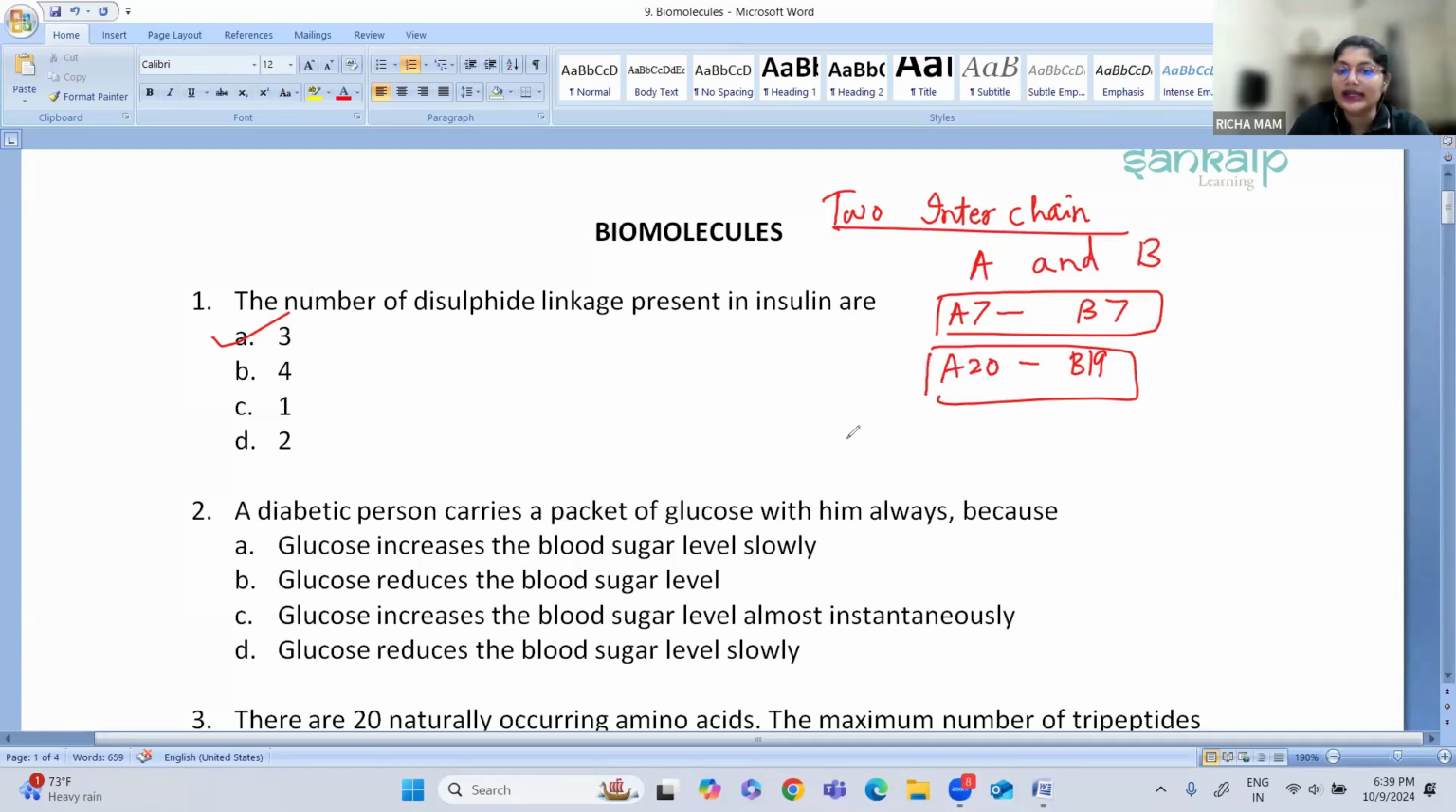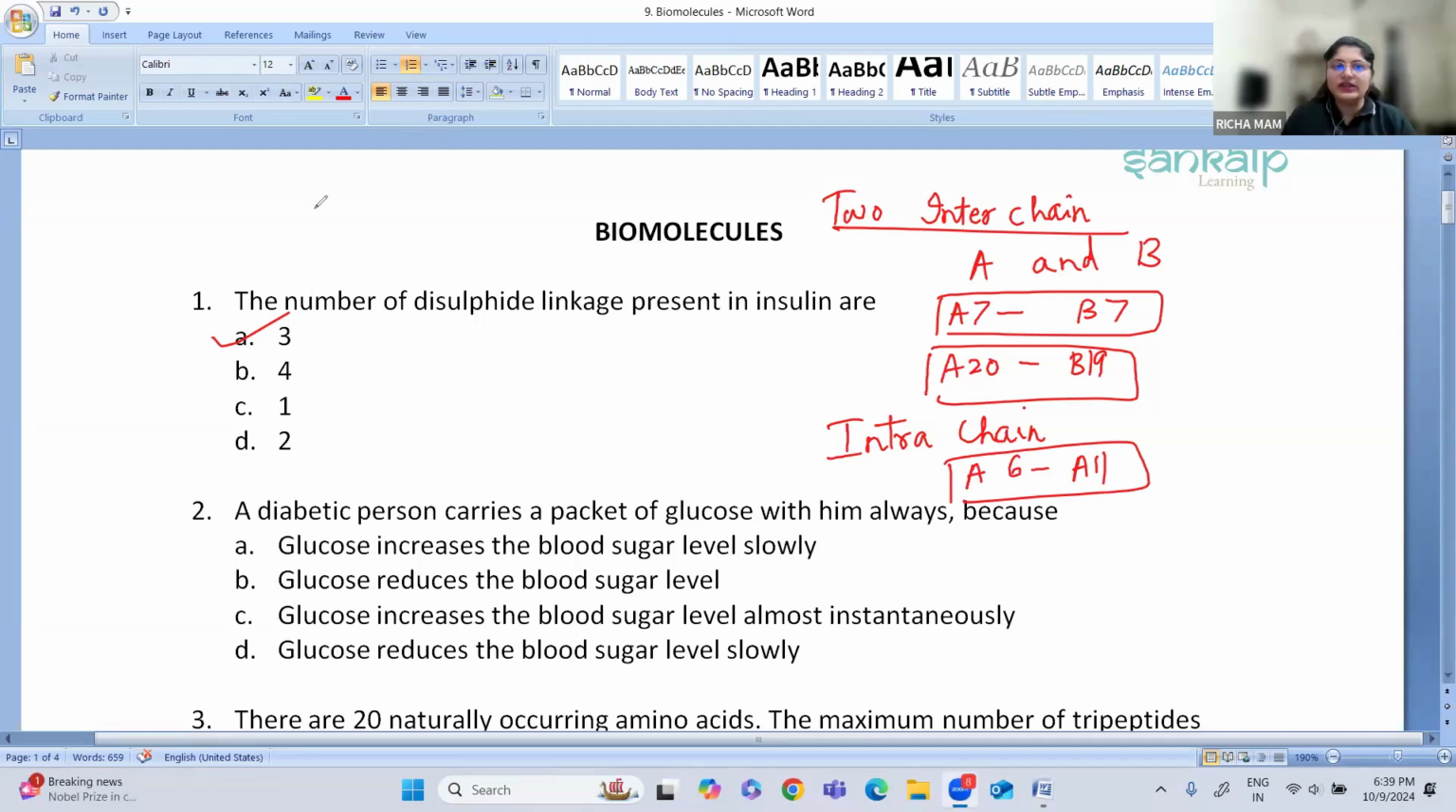And there is one intrachain. Intra means within the same molecule. Within the same molecule, there is a linkage between A6 and A11. So this is another disulfide linkage. So there are 3. The number of disulfide linkages present is 3. So option number A is the answer. I hope it is clear.